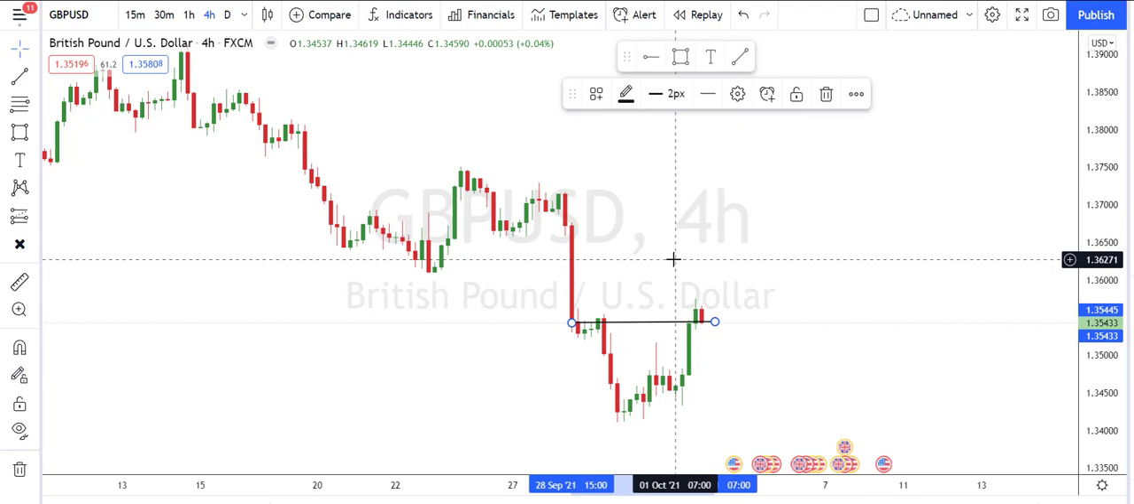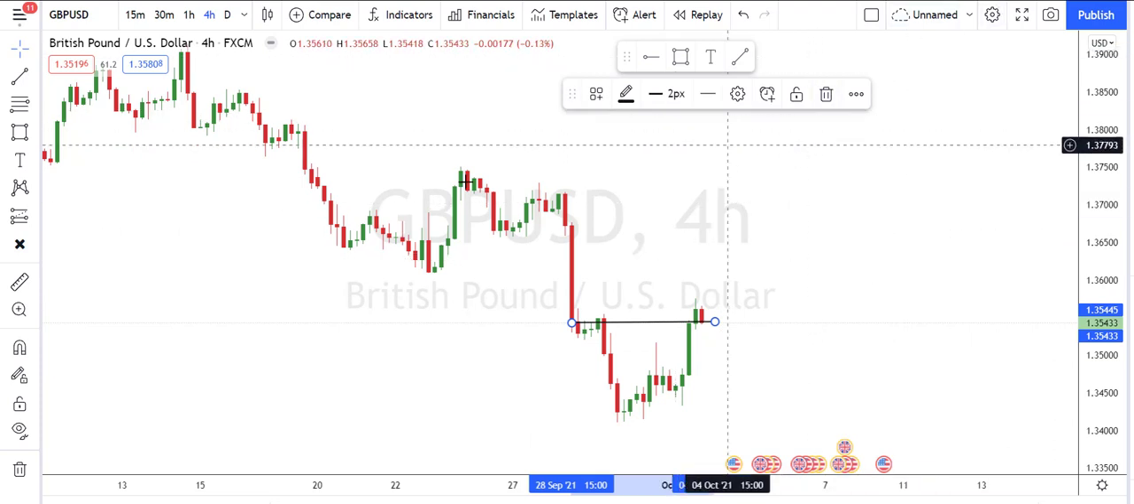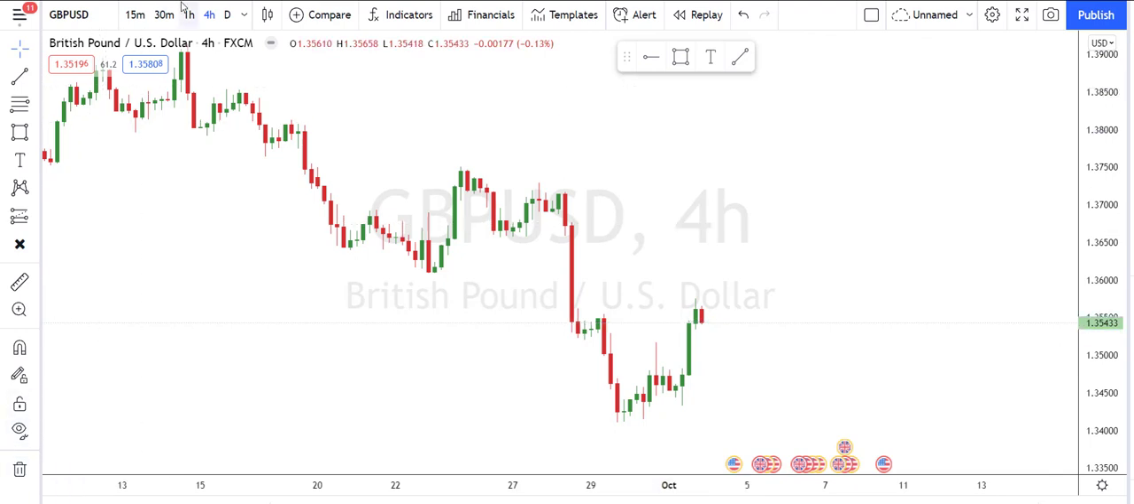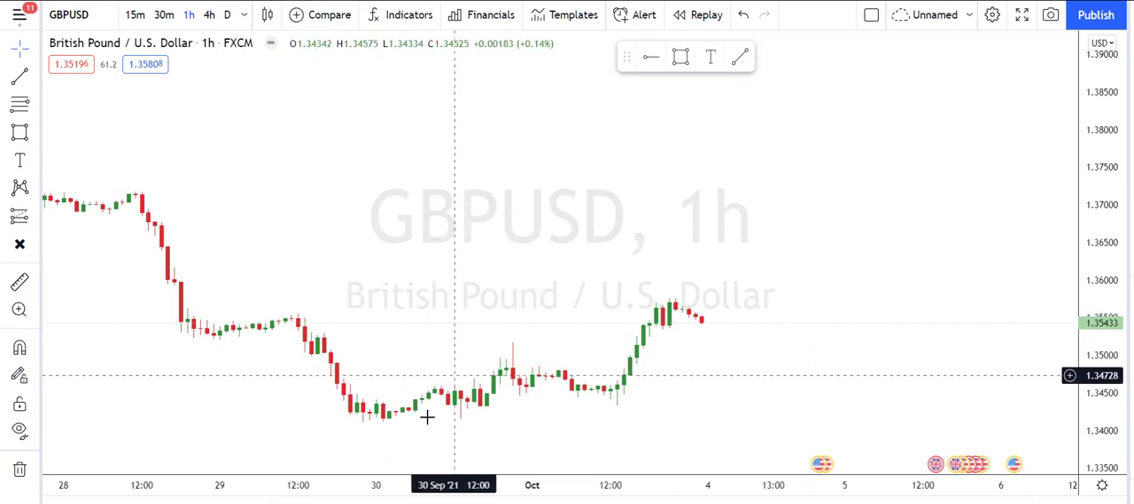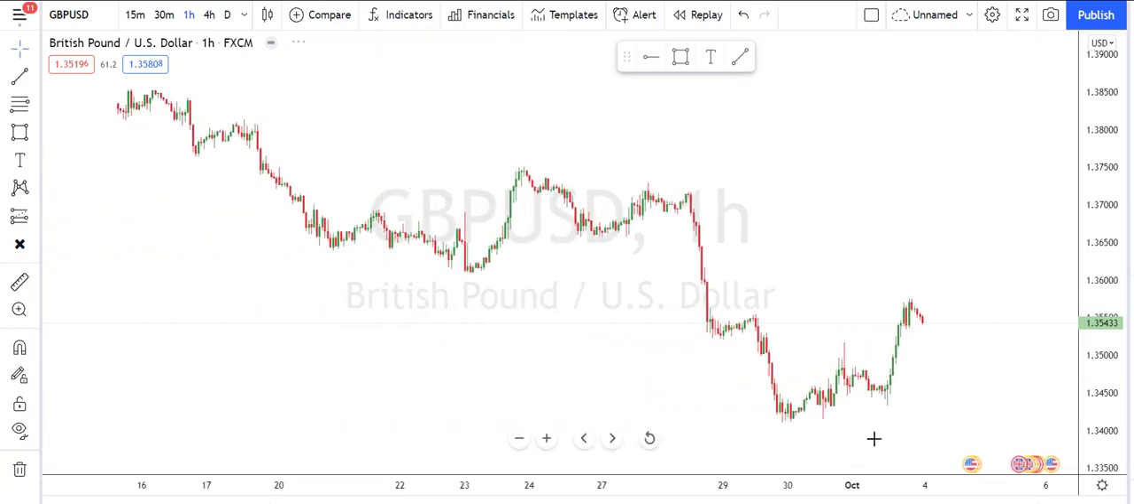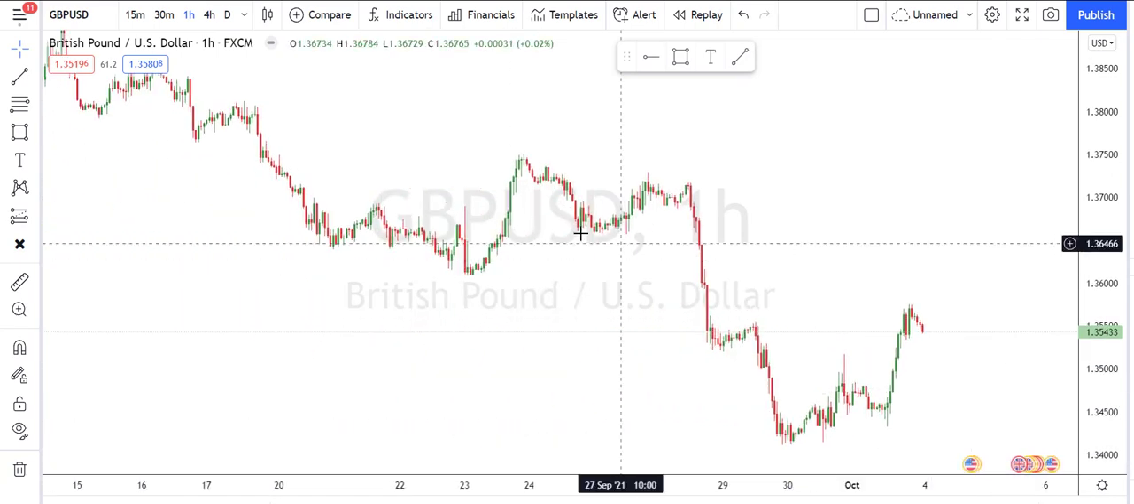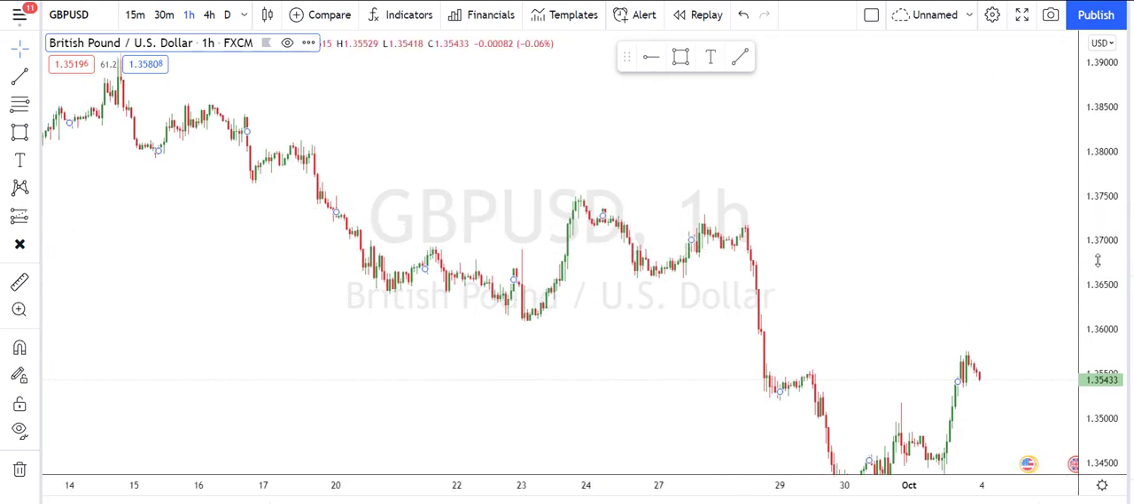Now we will move on to a much smaller time frame for further analysis. So let's move on to the 1-hour time frame now. So this is the structure of price in the 1-hour time frame.